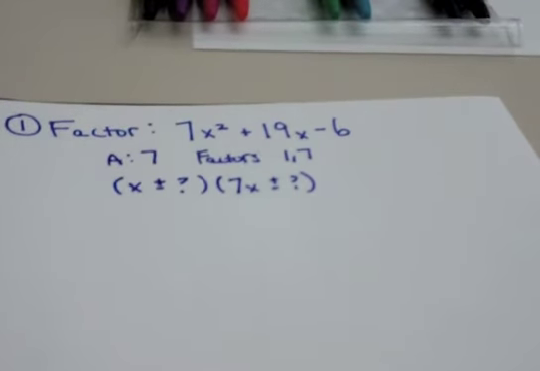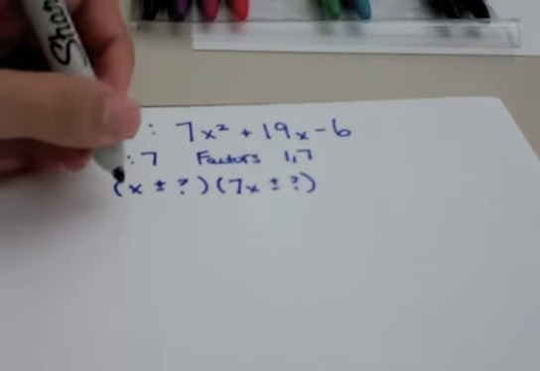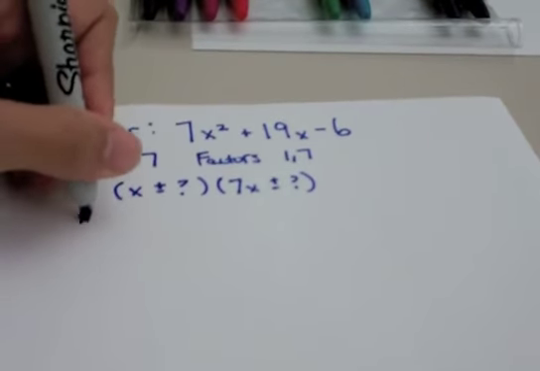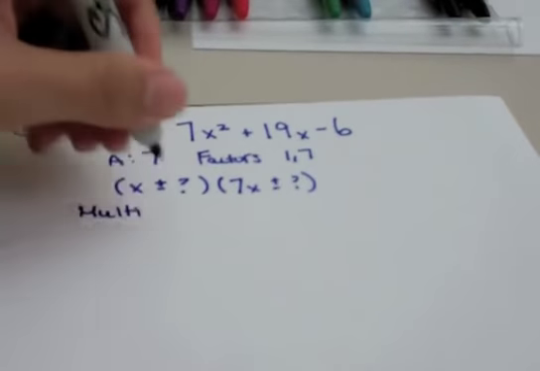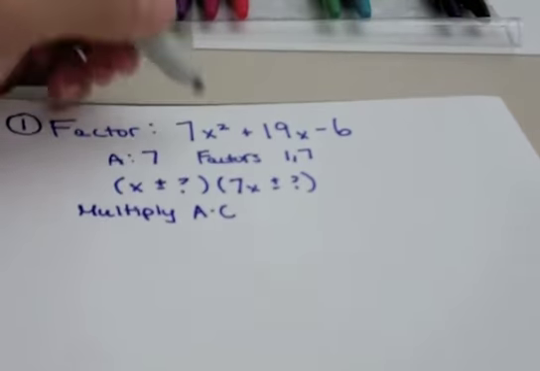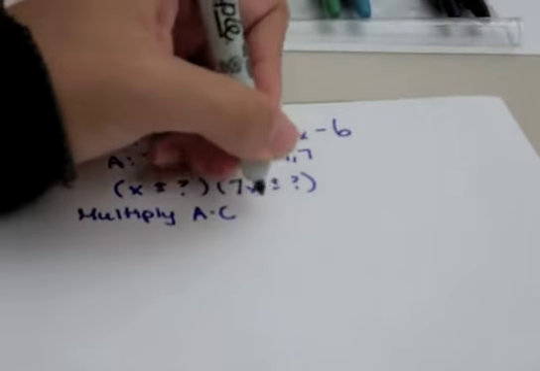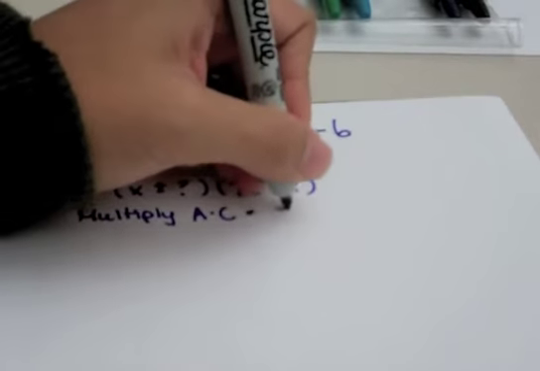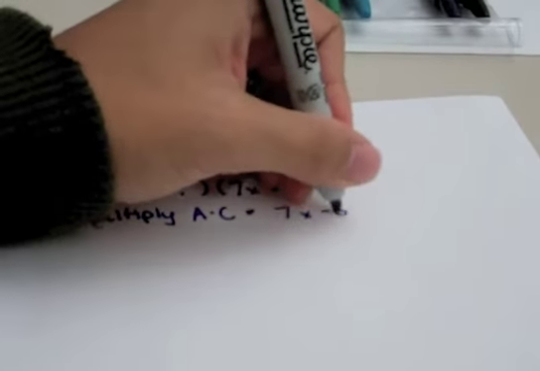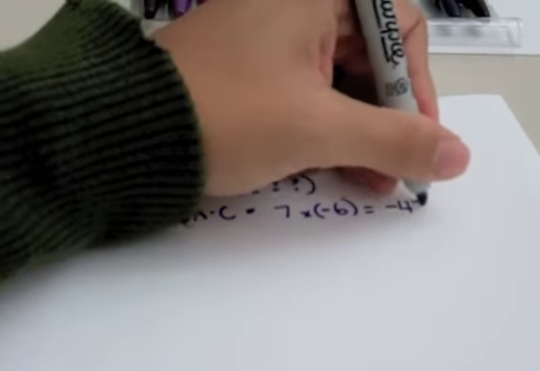It's just something that keeps me focused on where I'm going, so I'll know when I get there. The next thing we need to do is multiply our a and c terms. Our a value is 7 and our c value is negative 6. And that's going to be negative 42.